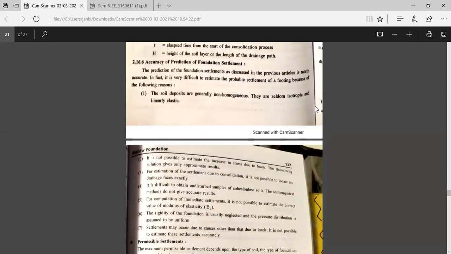The accuracy of prediction of foundation settlement, as discussed in the previous articles, is rarely accurate. It is very difficult to estimate the probable settlement for a footing for the following reasons. First, the soil deposits are generally non-homogeneous. They are seldom isotropic and linearly elastic. It is not possible to estimate the increase in stress due to the loads. For estimation of the settlements due to consolidation, it is not possible to locate the drainage faces exactly.